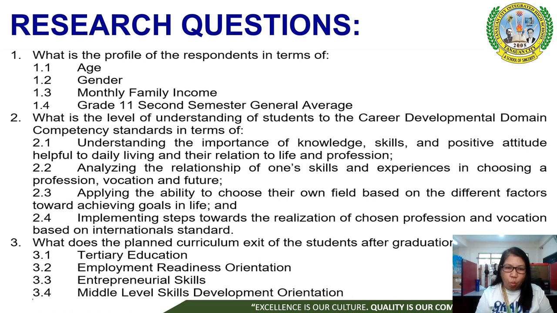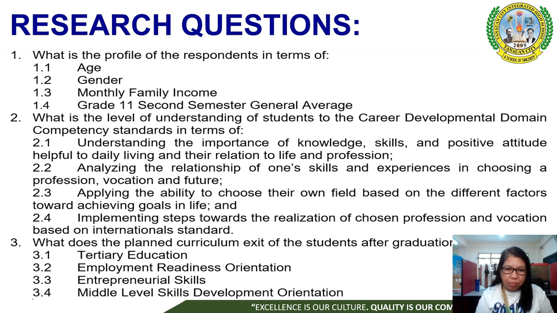Question number two is, what is the level of understanding of students to the career developmental domain competency standards in terms of understanding the importance of knowledge, skills, and positive attitude helpful to daily living and their relation to life and profession? Analyzing the relationship of one's skills and experiences in choosing a profession, vocation, and future. Applying the ability to choose their own field based on the different factors toward achieving goals in life, and lastly, implementing steps towards the realization of chosen profession and vocation based on international standards.